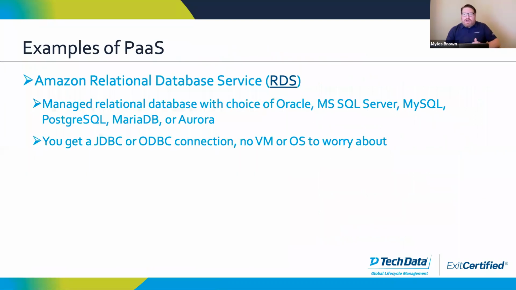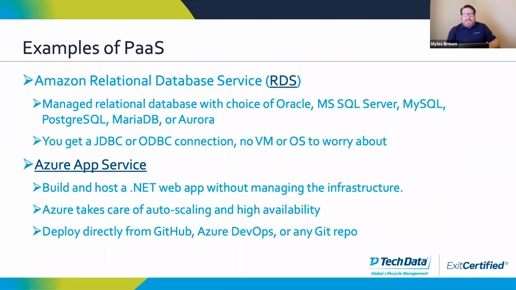Maybe the one you haven't heard of is this concept. Here are some examples of PaaS. I mentioned that idea of a relational database. So AWS has RDS, and that's a very common kind of platform as a service. Another one might be in Azure. They have Azure App Service.